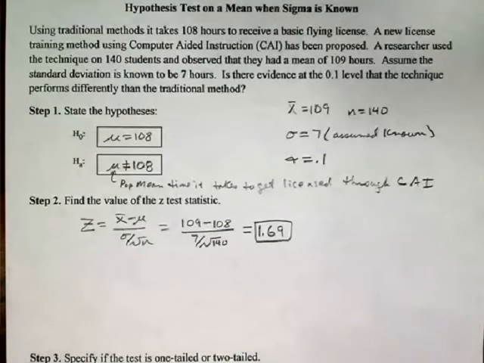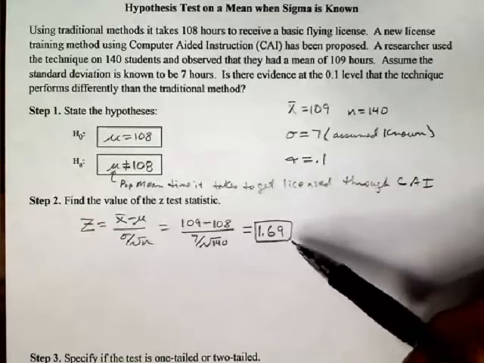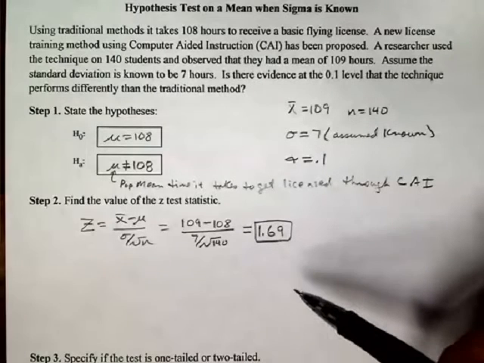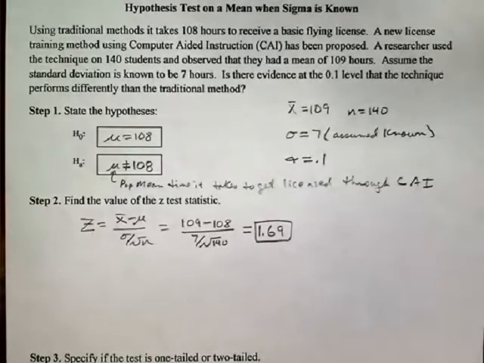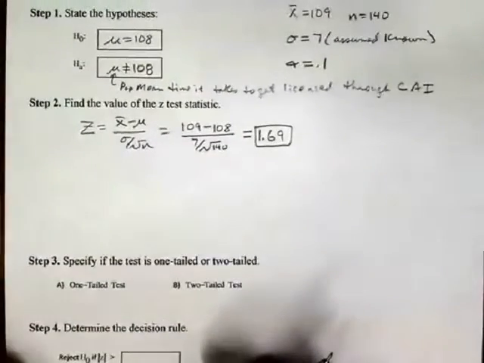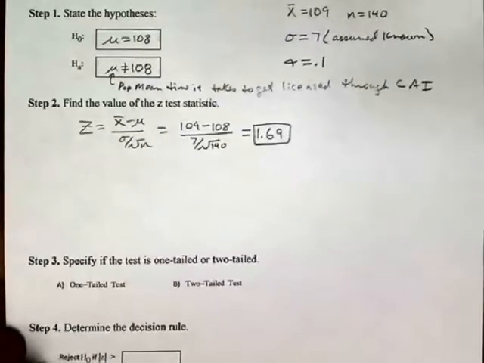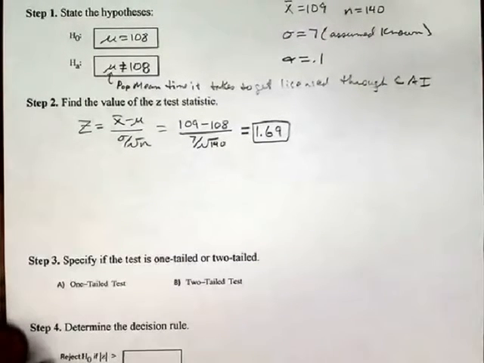Okay, the question we'll get to is this far enough away? Is 1.7 standard deviations far enough away from the null hypothesis to reject it? Well, let's go on to answer that question. First, in step 3, we want to specify if the test is one tail or two tail. Well, if we look at the alternative hypothesis, that's where you identify if it's one tail or two tail test, and also, in fact, which tail it's in.